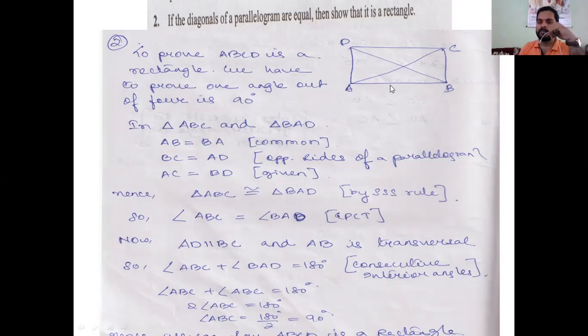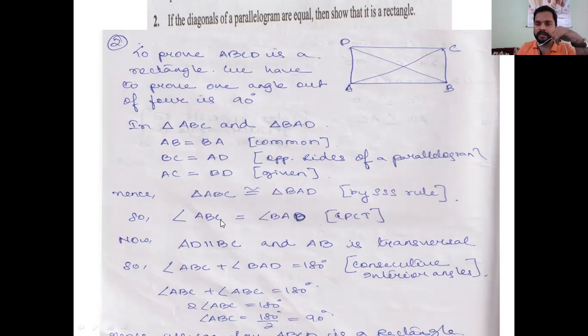Now, the important part. If these two triangles are congruent, then AD is parallel to BC and AB is the transversal. Then angle A plus angle B will be equal to 180 degrees. Why? Consecutive interior angles. The sum of consecutive interior angles is equal to 180 degrees. So in that case, A plus B will be equal to 180 degrees.